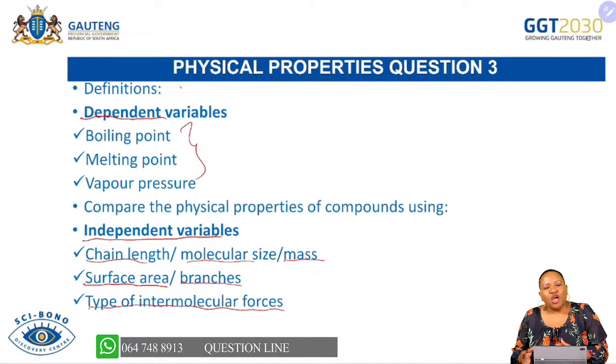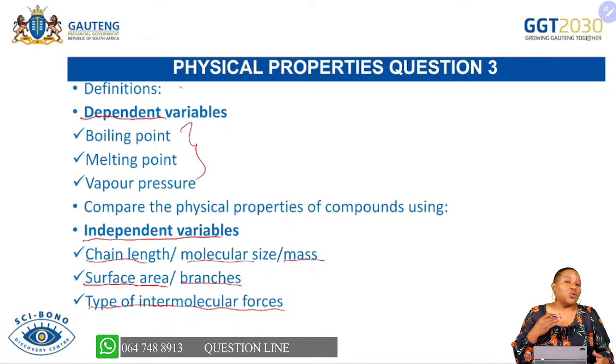So you need to know immediately, when you are given a question and they tell you that they are measuring the boiling point, or the melting point, or the vapor pressure, that the examiner is already providing you with the dependent variable. The only thing you need to find out as you read the statement is: what is it that they are changing to determine that boiling point, or that melting point or vapor pressure?